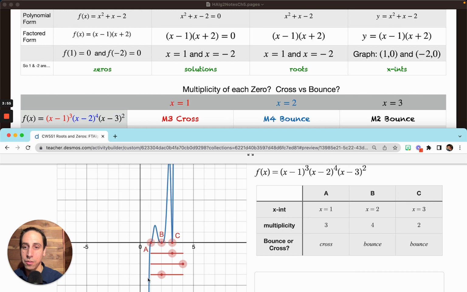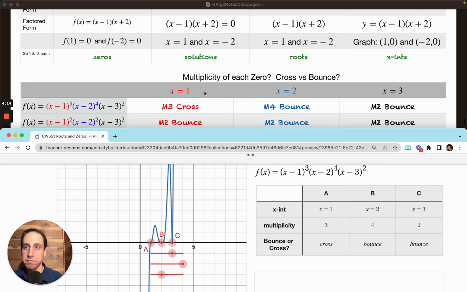As you go through the zero, as you go through the x-intercept, will it cross or will it bounce? This one crosses, and then this one bounces, and then this one also bounces. Cross, bounce, bounce. And so I'm going to actually write that in right here as my data.